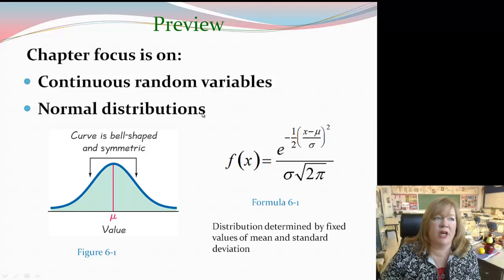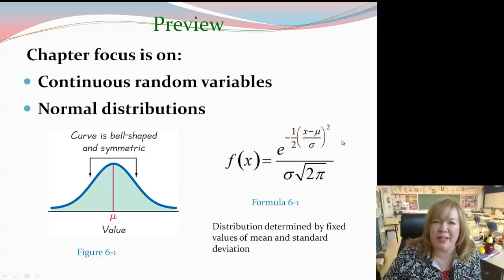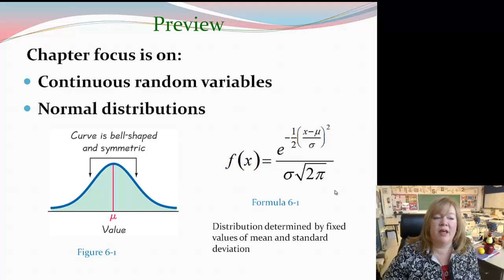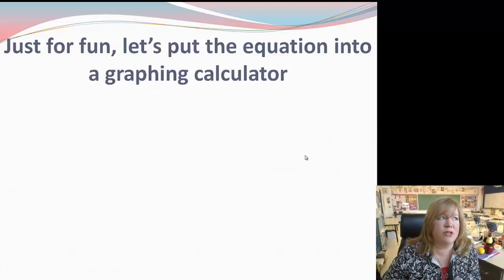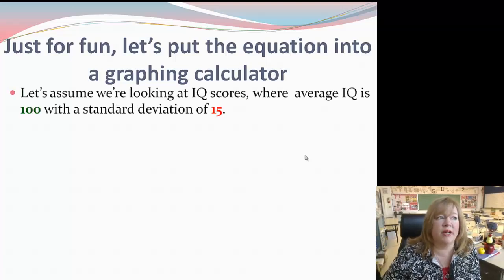We're going to be focusing on continuous random variables and normal distribution. Mean goes right down the center value, and they actually have a formula for this. You don't have to do anything with the formula, but just for fun, you don't need to write this down, I'll show you what it would look like if you put it in the graphing calculator. We're going to assume we're looking at IQ scores.